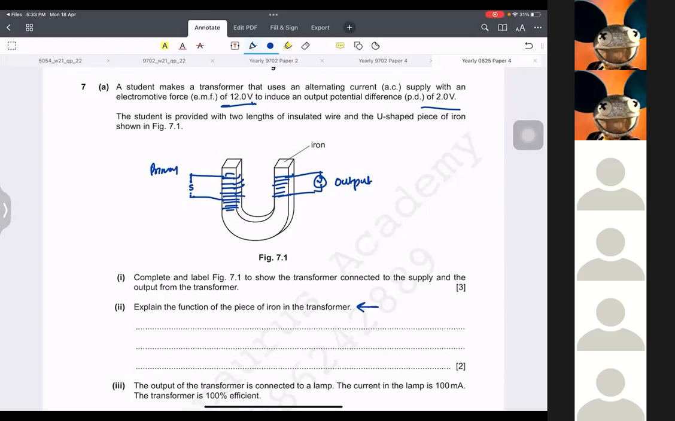Explain the function of the piece of iron. Iron is basically something that increases the strength of the magnetic field, right? So you can always write that it makes a stronger magnetic field in the secondary. That's one use. Always do that.